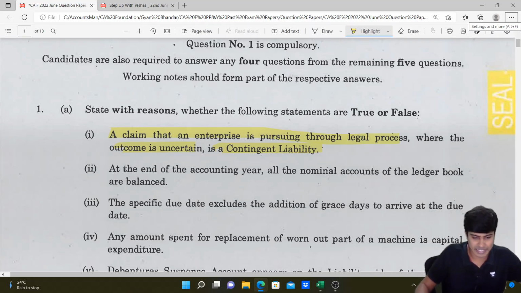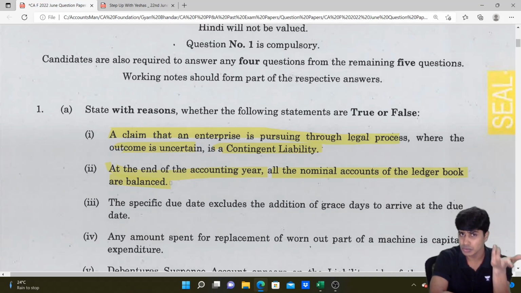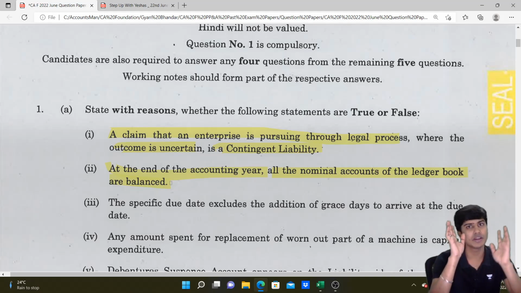Let's now quickly see the second one. At the end of the accounting year, all the nominal accounts of the ledger book are balanced. We discussed this in the chapter on ledger accounting process, unit 2. When I was talking about ledgers, I did mention it to you very clearly. At the end of the period, real and personal accounts are balanced. We'll write balance carried down and balance brought down in the subsequent period. However, nominal accounts are closed by transferring such amount to trading or P&L.